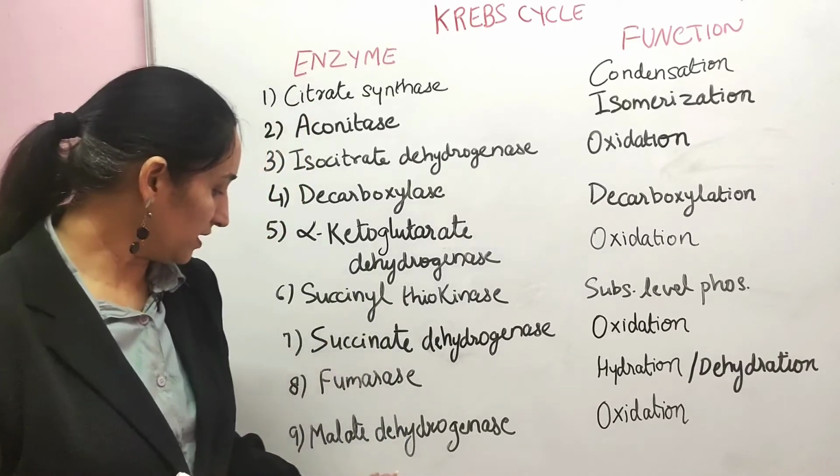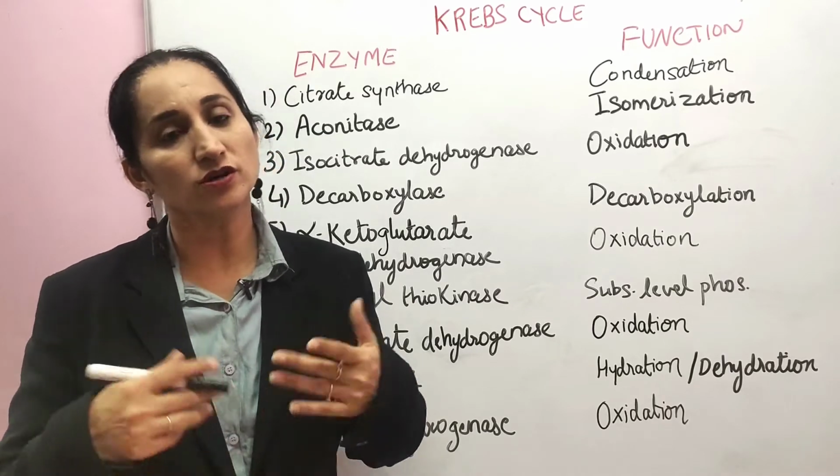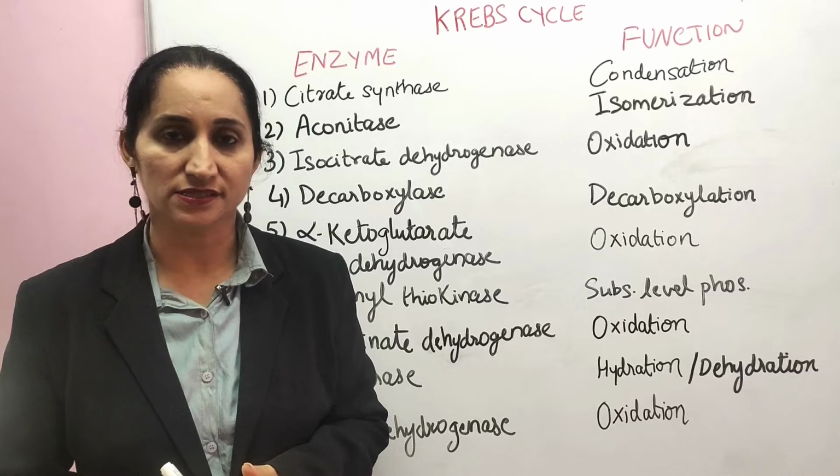And in the last reaction, malic acid gets converted into oxaloacetic acid and the reaction was catalyzed by malate dehydrogenase. Now, as this is a dehydrogenase enzyme, oxidation will be done. Oxidation of malic acid is done to form oxaloacetic acid.